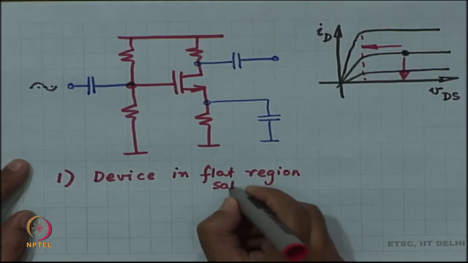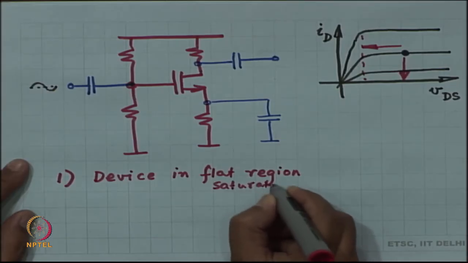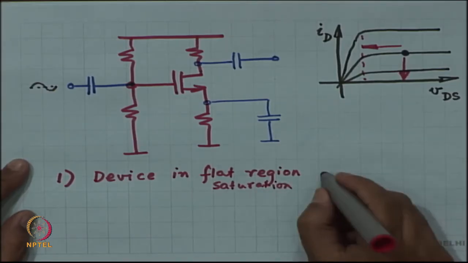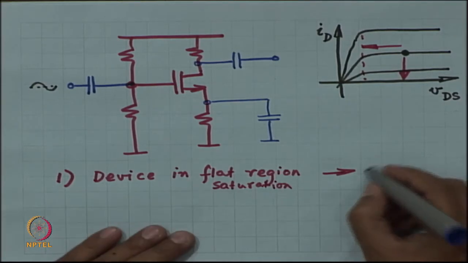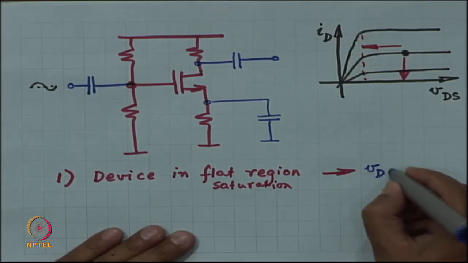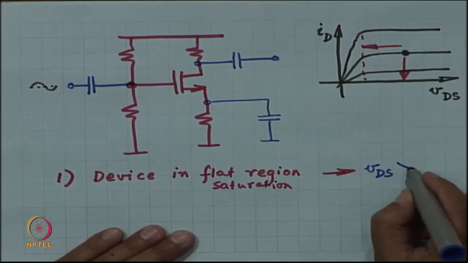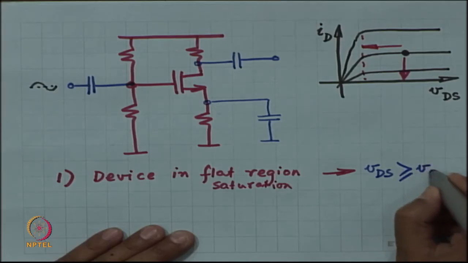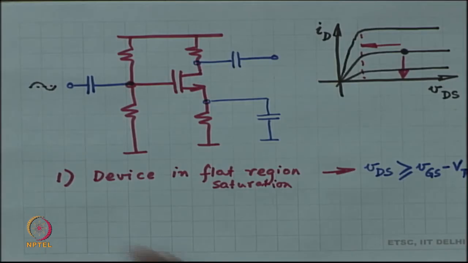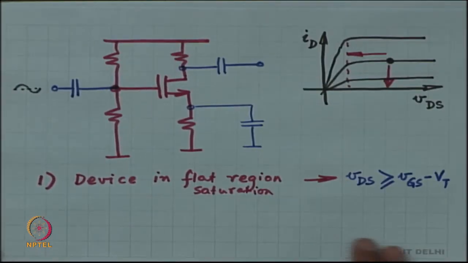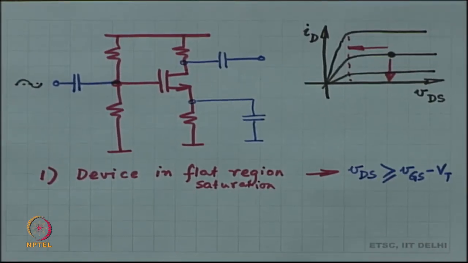Flat region is called saturation. So, what is the condition for saturation? VDS has to be more than VGS minus VT. This is the condition for saturation, okay, mathematically.